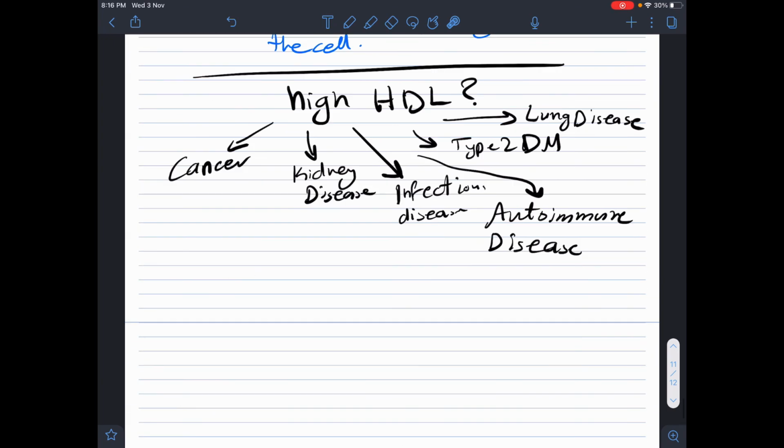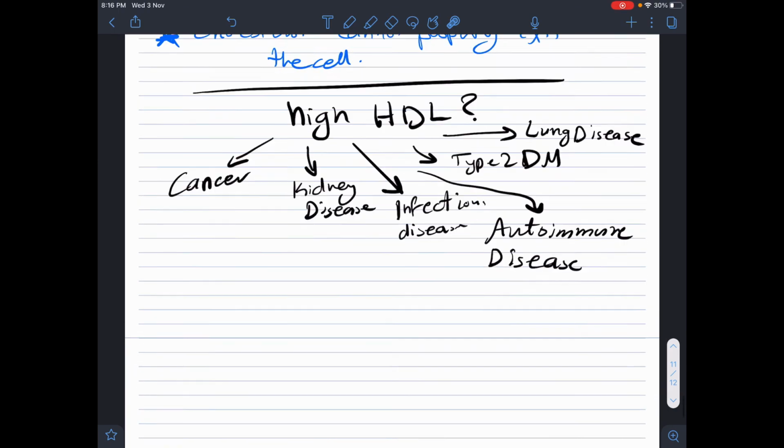The last thing we have today is high HDL. Cancer, kidney disease, infectious disease, autoimmune disease, lung disease, and type 2 diabetes mellitus can cause high HDL, and mortality rates could go up.